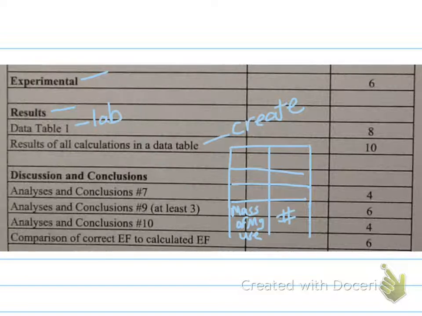And so you're going to take just the answers from the calculations you do for this lab, and you're going to put just those answers in a data table. Okay? So that's what I mean by this, okay? By the results of all your calculations in a data table. Just the numbers you get at the very end of your calculation, okay?